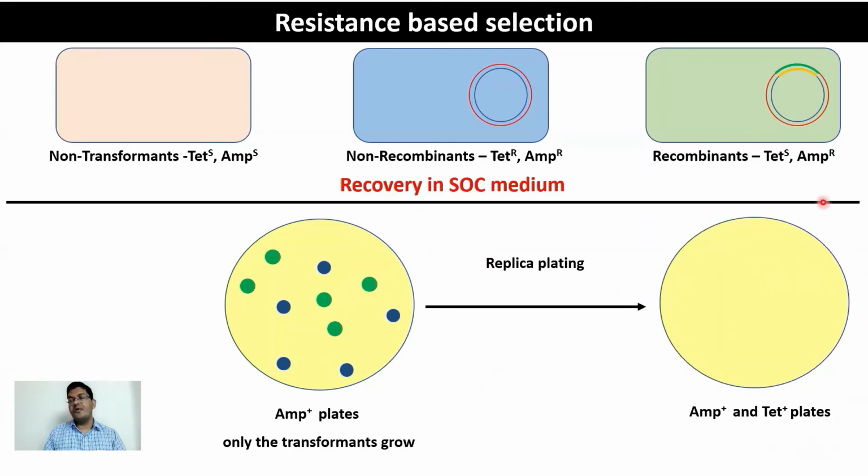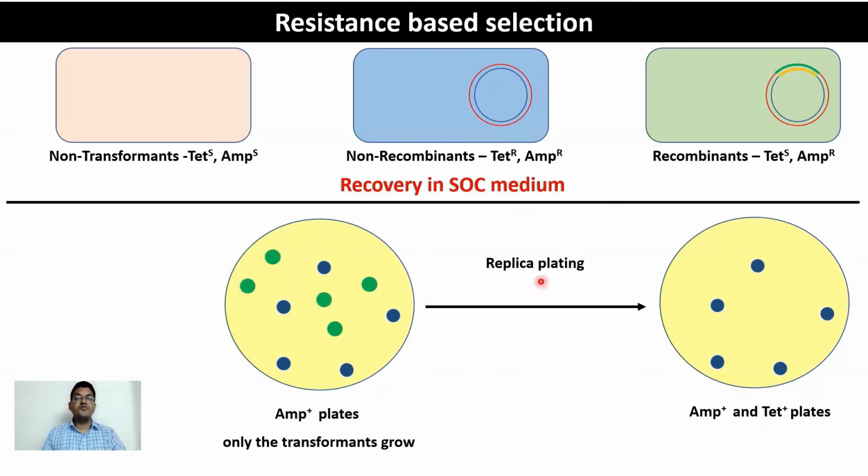Now you know that your recombinants are tetracycline sensitive. Therefore, when you do a replica plating, your recombinants will not grow here. Only the blue cells that are your non-recombinants grow here. So only the non-recombinants grow here, and the recombinant cells do not grow here. Now you can compare the two plates, and the colonies that are missing in the ampicillin positive, tetracycline positive plates, but present in the ampicillin plates, are the ones that are your true recombinants.